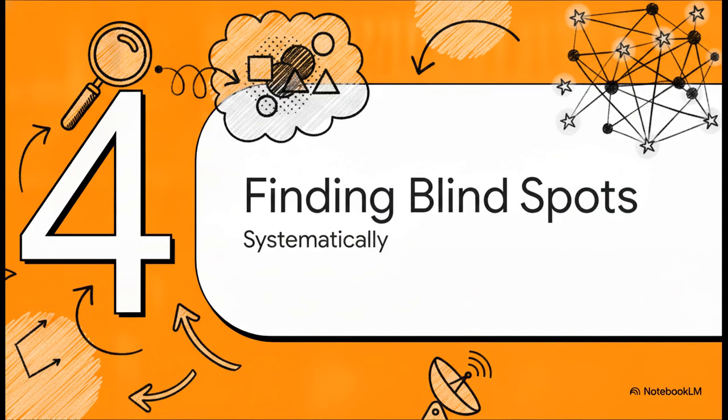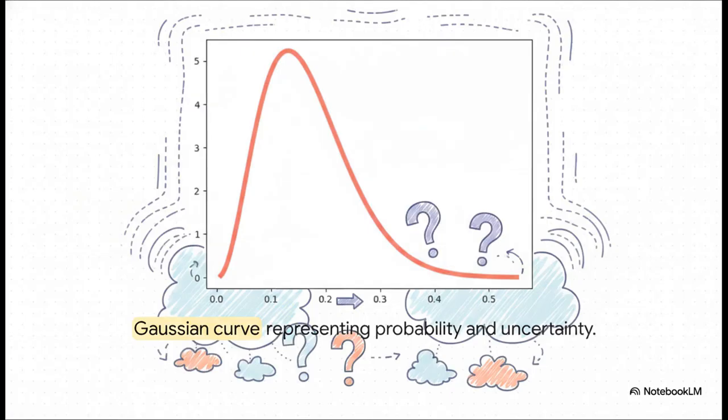Section 4. Finding blind spots systematically. Now, we obviously can't just throw completely random, terrible search results at a user. That would ruin the experience. Instead, developers use clever mathematical tools like the Gaussian process. And this brilliantly illustrates how the system figures out exactly how far it can stretch its current knowledge before it's just blindly guessing. It's a method built specifically to safely navigate that uncertainty.